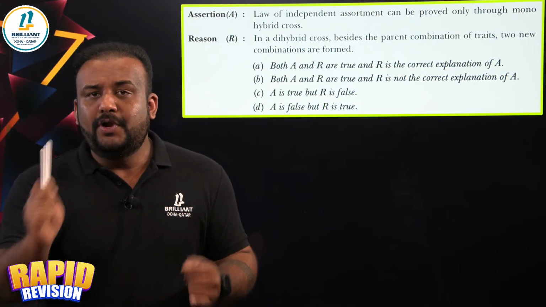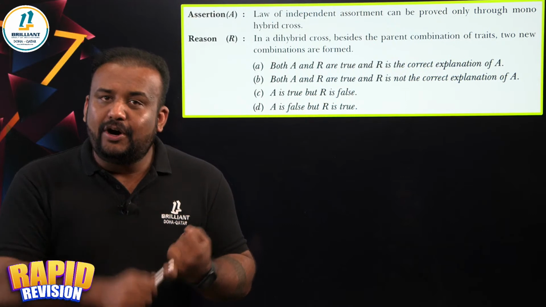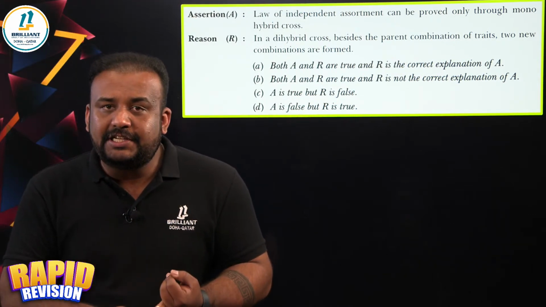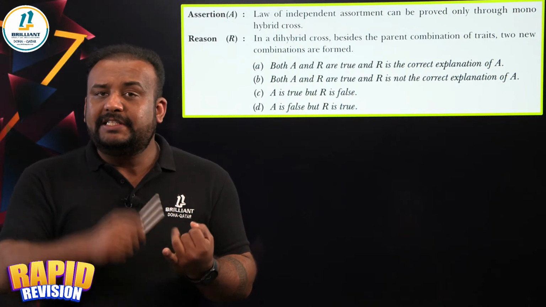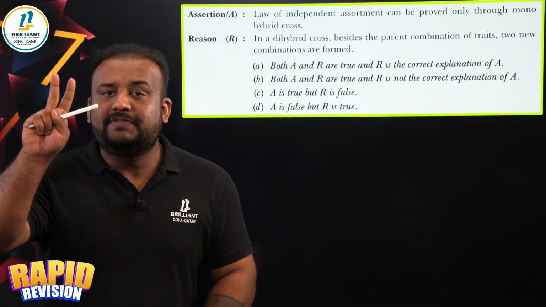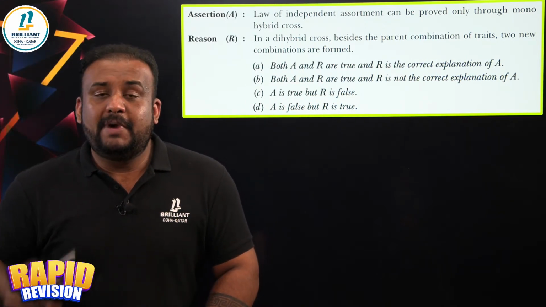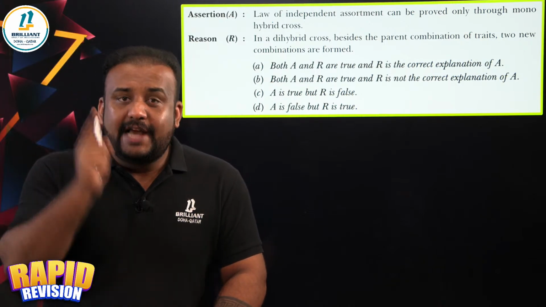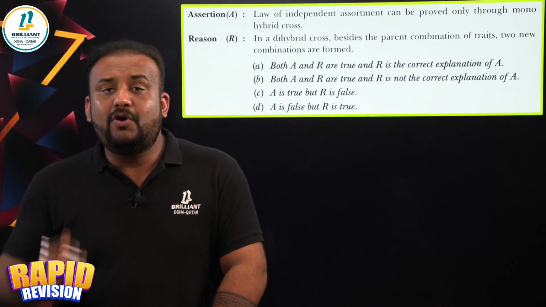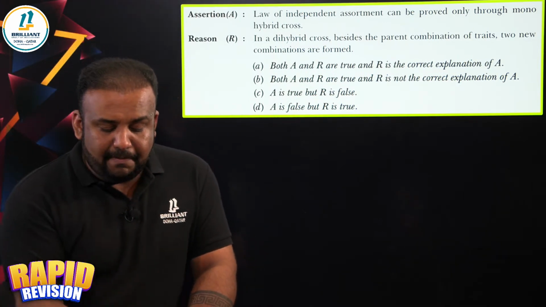I'm sure all of you know the statements of the three laws of Mendel. One is law of dominance, one is law of segregation, one is law of independent assortment. Law of dominance and law of segregation were formulated based on the monohybrid cross. But the last one, law of independent assortment, is based on dihybrid cross. So what does law of independent assortment state, or what does it mean?